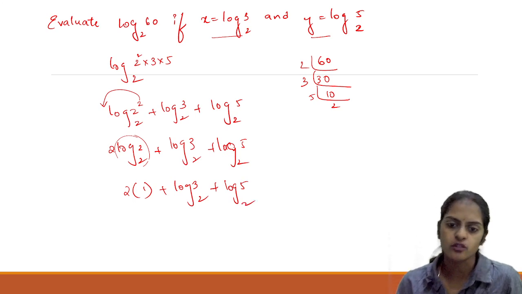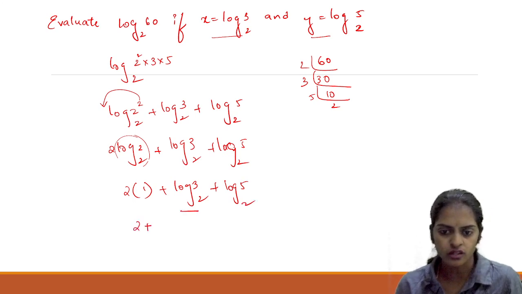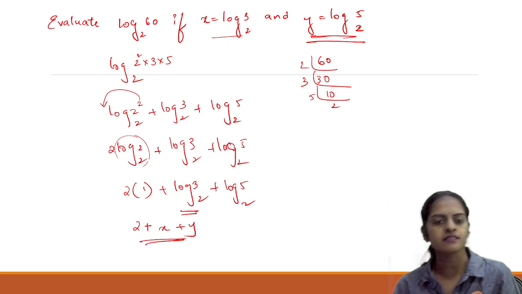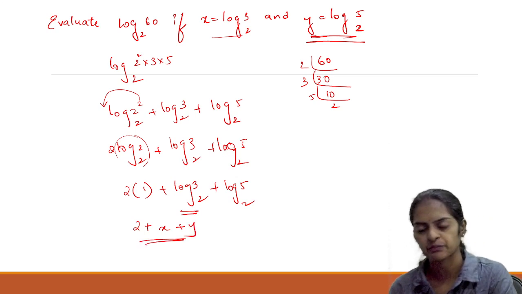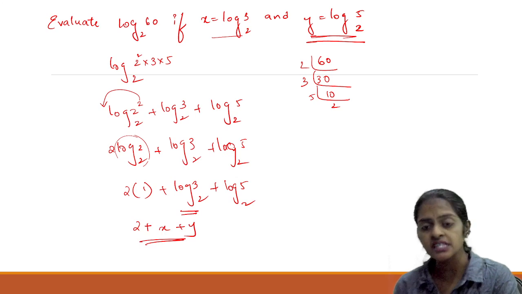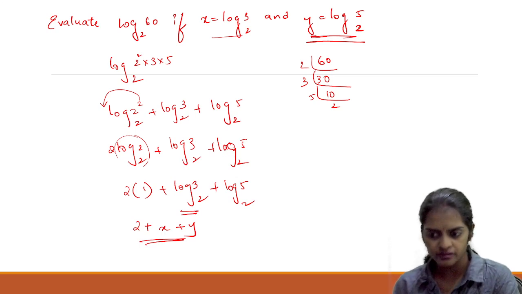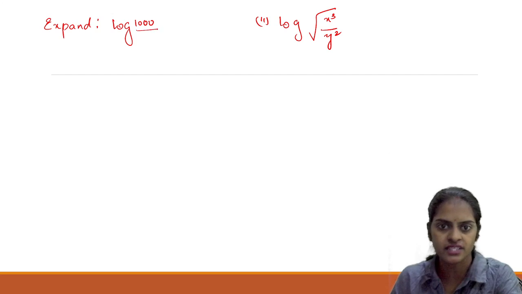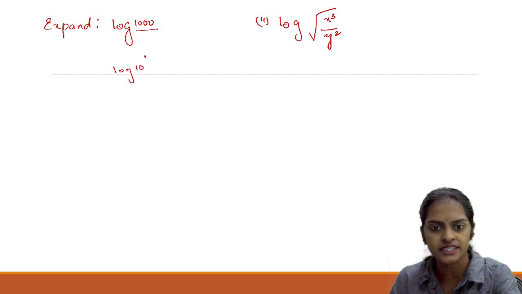Log 3 to the base 2 is x. So 2 into 1 is 2. Log 3 to the base 2 is given as x, plus log 5 to the base 2 is given as y. So this is a simple answer you get. Okay. The only one funda is learn all the formulas of logarithm first. Then whenever you find a big number, first prime factorize that particular number. Clear? So next, log 1000. 1000 is again a big number. If you prime factorize, you'll get 10 cube. So it is nothing but 3 log 10.